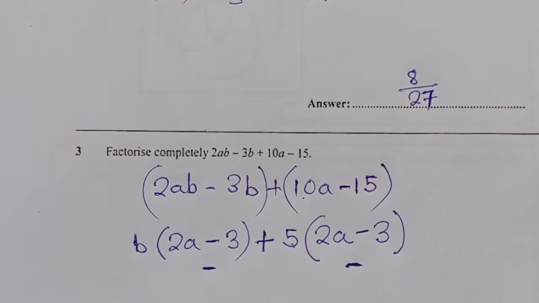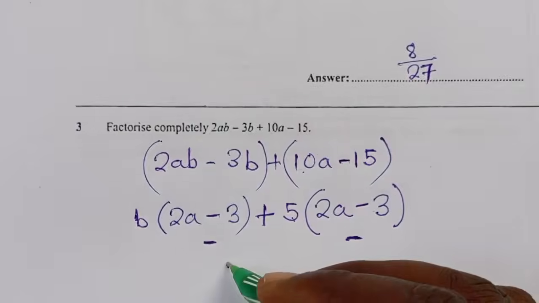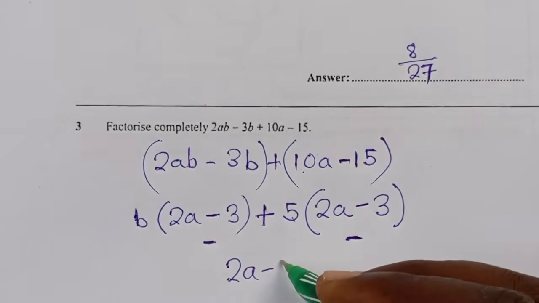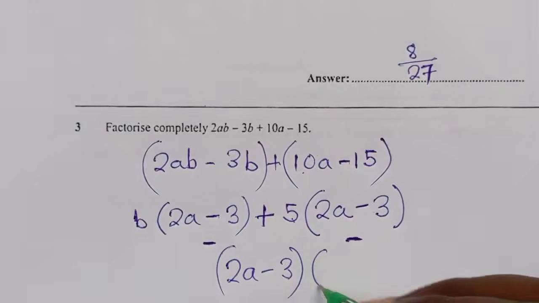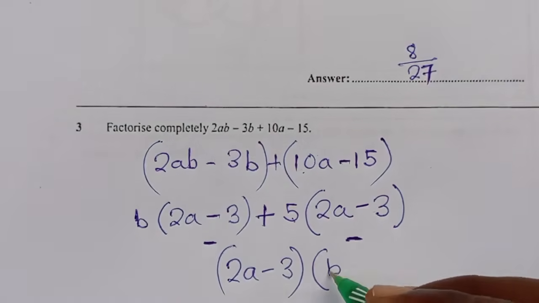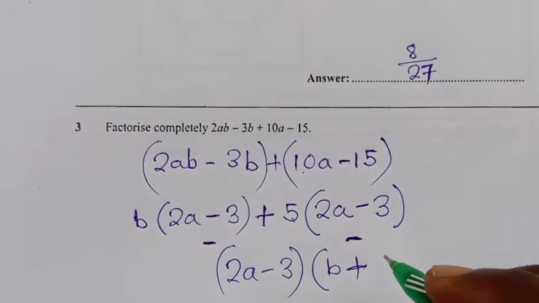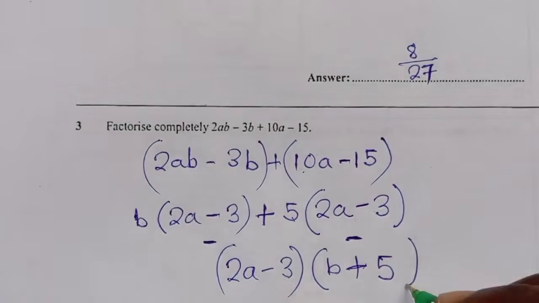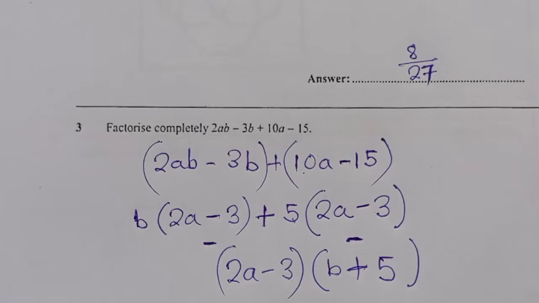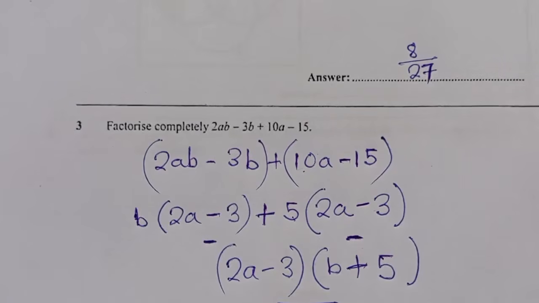From here, you just pick 1. So what are you going to do? You just say 2a minus 3 like this. Then this is b plus the 5 that is here, plus 5 like this. So meaning that this is the answer. This is how you are supposed to answer this.